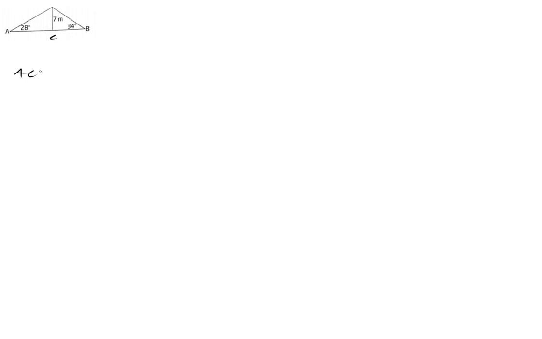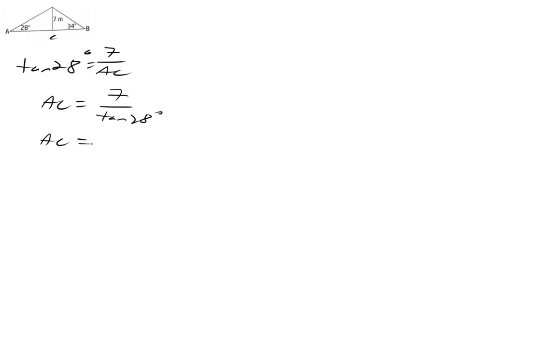So the length of AC is going to be equal to, so we have to use the tan ratio here since we know opposite and we want to find adjacent and we already have the angle. So tan 28 degrees is going to be equal to opposite over adjacent. So AC will be equal to 7 divided by tan 28 degrees. So 7 divided by tan 28 is going to be equal to approximately 13.2 meters.